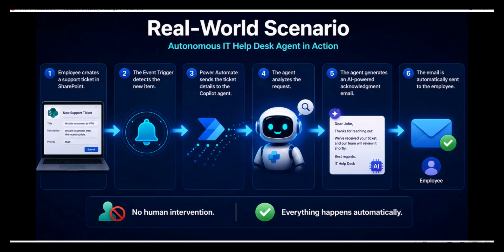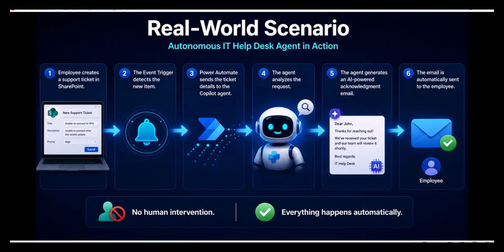Now let's build a real business scenario. We'll create an autonomous IT help desk agent. Here is the process. An employee creates a support ticket in the SharePoint list. The event trigger detects the new item. Power Automate will send the ticket details to the Copilot agent. The agent analyzes the request. The agent generates an AI-powered acknowledgement email. The email will automatically be sent to the employee. No human interaction. Everything happens automatically. So let's see how to create this agent.